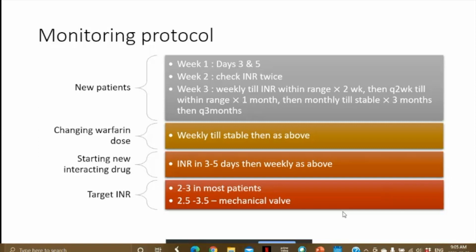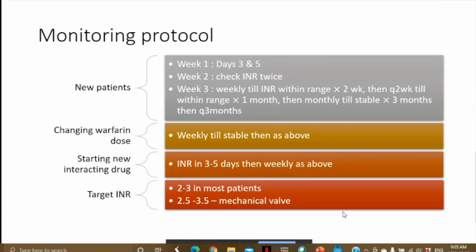For example, if we are starting the patient on amiodarone, an antiarrhythmic, it can reduce the warfarin dose upfront. So in that case, we have to adjust the dose upfront. But with levothyroxine, it will not change the warfarin dose upfront, so we don't need to do the adjustment upfront.